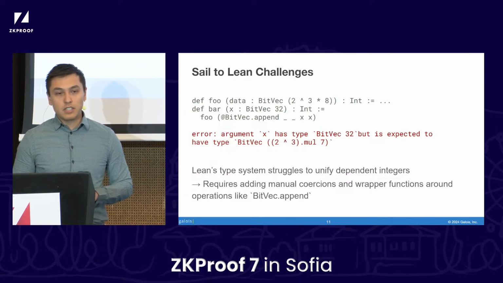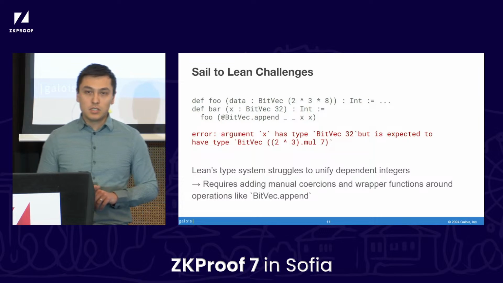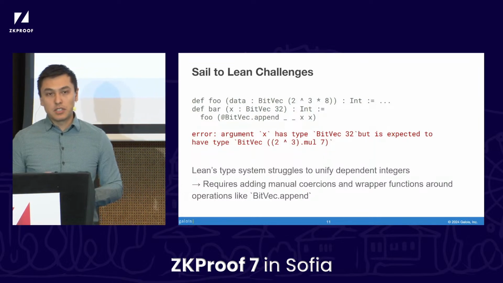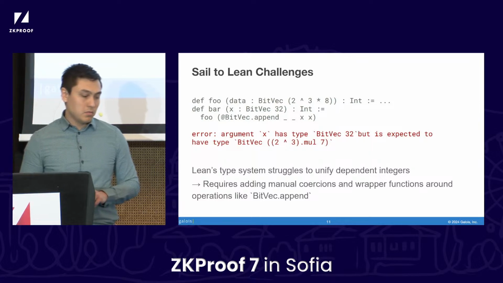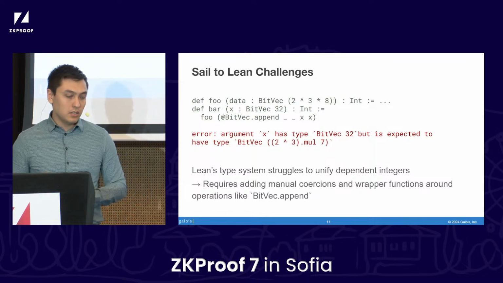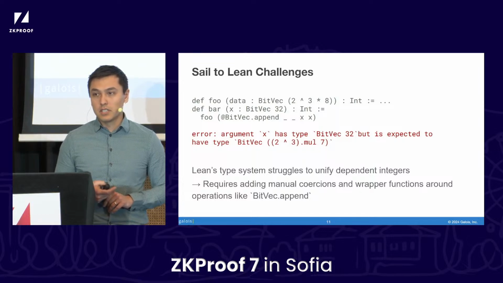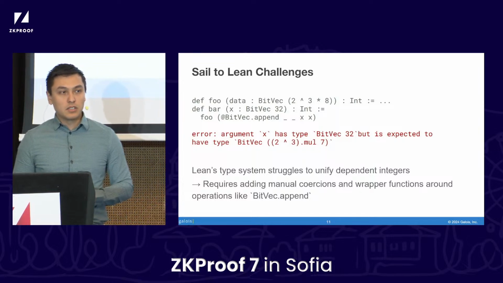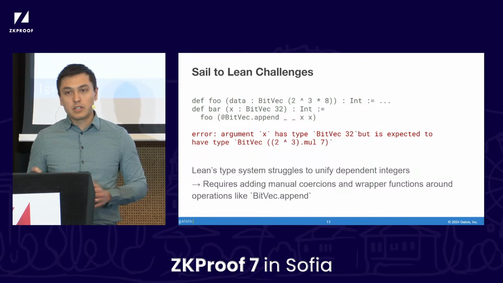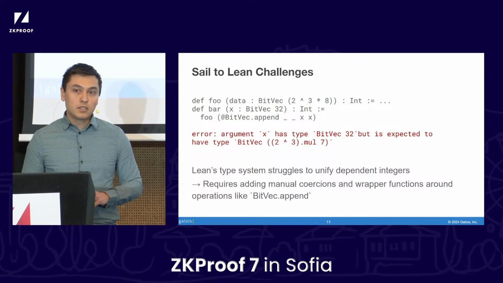And then another thing is that Sail has a refinement type system, so it reasons about things like numerics automatically using an SMT solver. But once you convert these into a dependently typed language like Lean, Lean has a bit of a struggle to unify these dependent types automatically. So we've had to do some coercions and some wrappers around functions like bit vector append to make sure that the system we are extracting actually compiles.